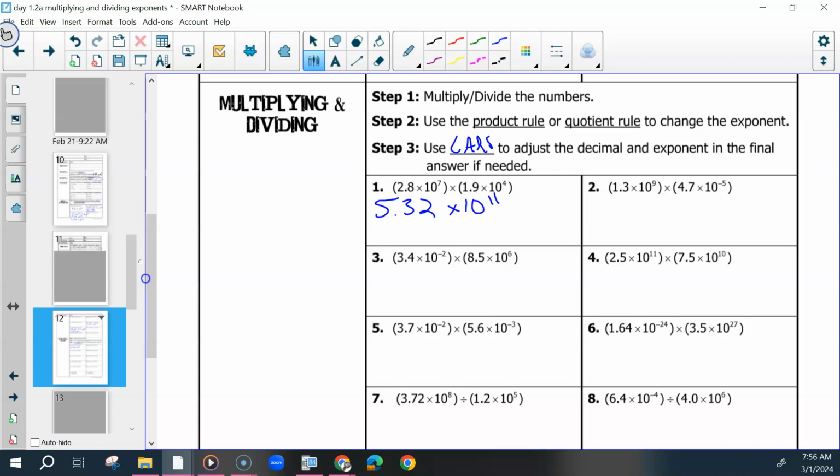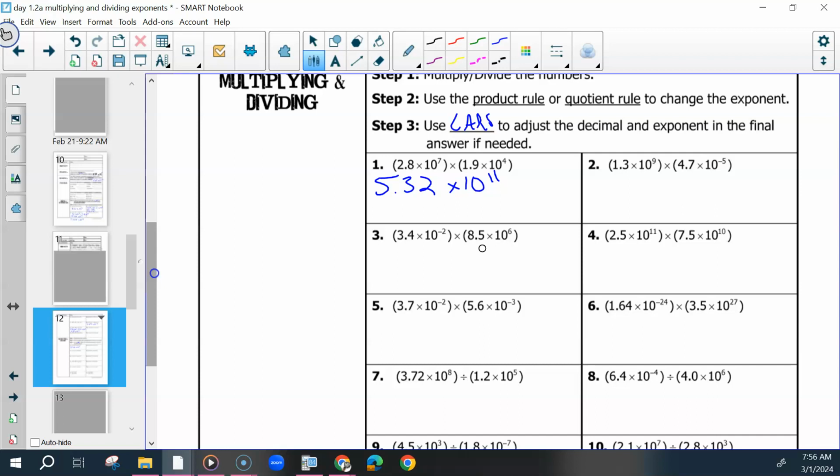Sometimes you'll get something where you have to fix it, like number 3. Multiply 3.4 and 8.5. 28.9. And then if we were to add the exponents, what would that be? 4. So right now this is not in real scientific notation because the decimal place is not behind a digit between 1 and 10. So if we move it to the left, this is going to become what exponent? So 2.89 times 10 to the fifth.